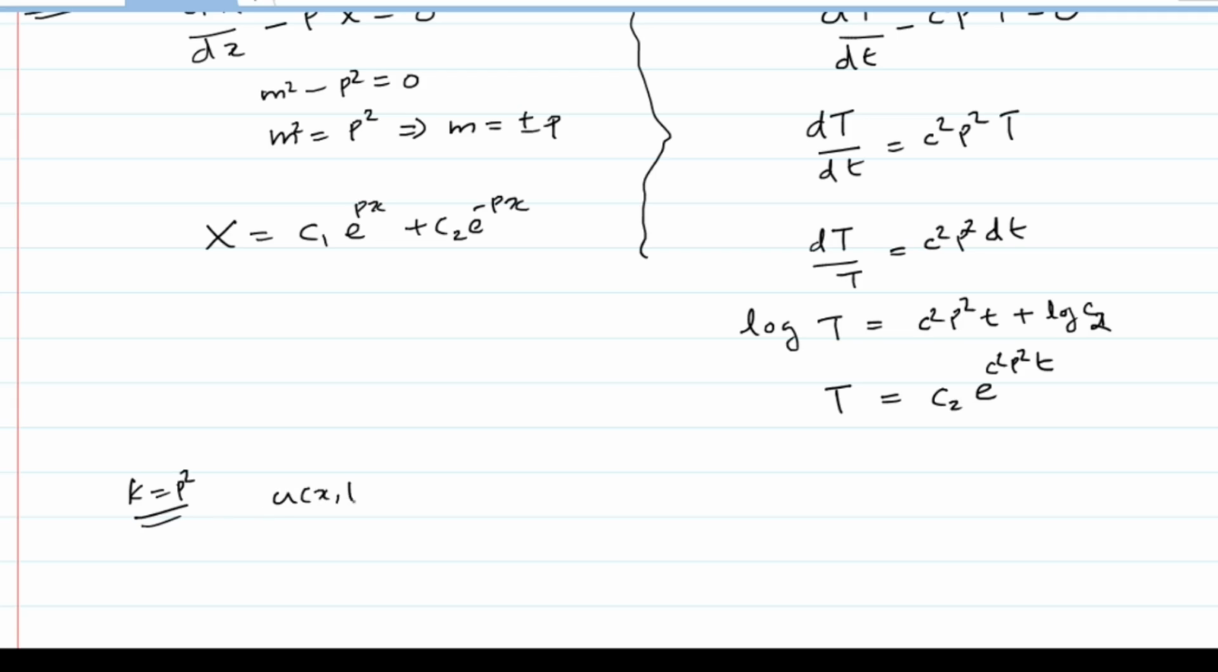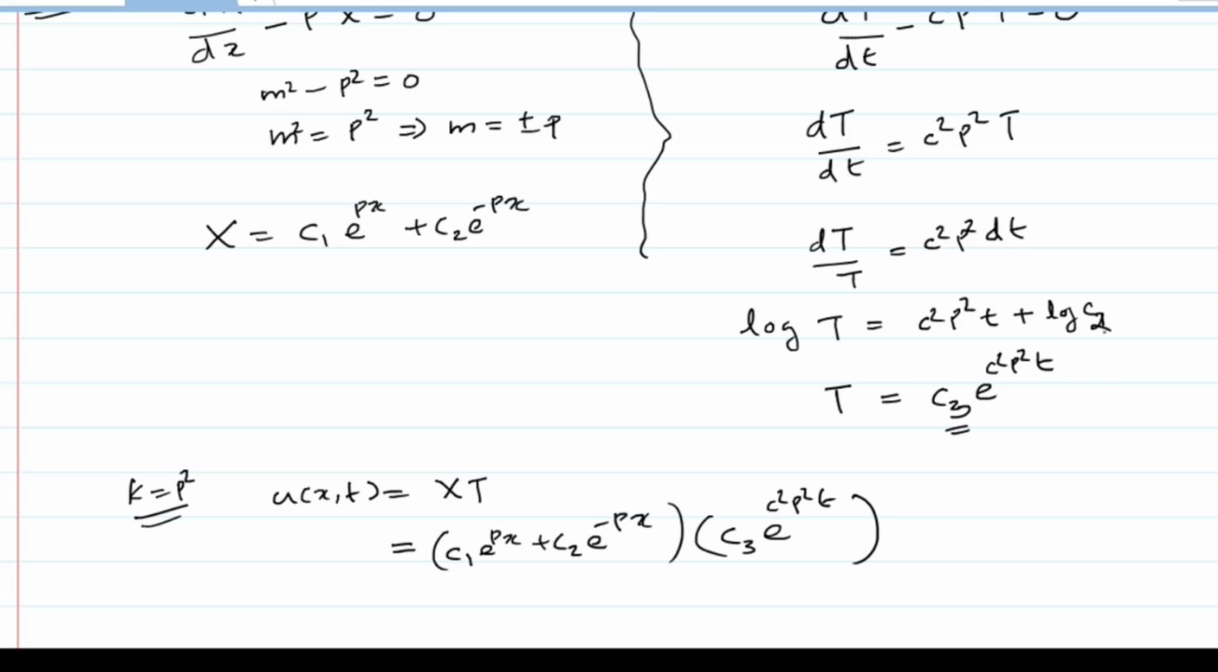So ultimately, for k equal to p square, k positive, we get u(x,t) equal to X T is equal to (c1 e raised to px plus c2 e raised to minus px) into c3 e raised to c square p square t. Doesn't matter what this letter is because this is an arbitrary constant; we already used c1 and c2, so we are representing that by c3. So finally, for the case k positive, that is k equal to p square, we get the solution as this.